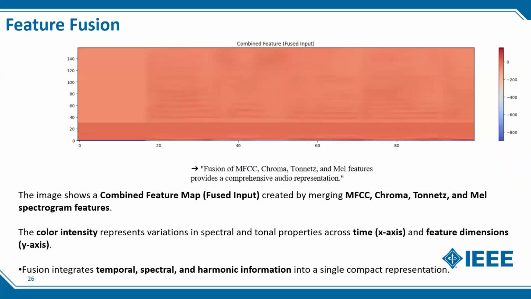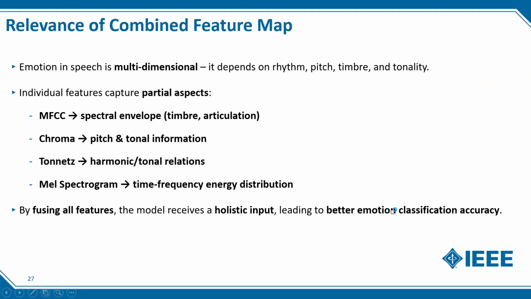And now what we have done is we have combined all the 4 features. We have combined the feature maps by merging all the 4 features. This is the image that shows the fusion of MFCC, chroma, and the other features, which represents a comprehensive audio representation. So by fusing all the features, the model receives a holistic input leading to better emotion classification accuracy.